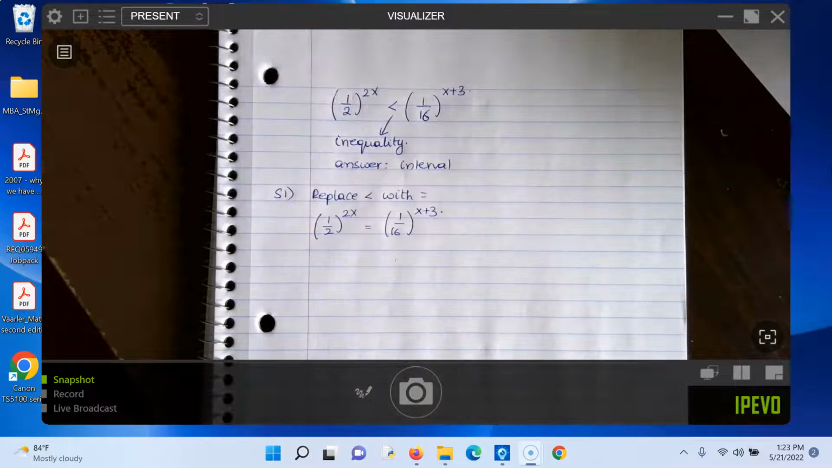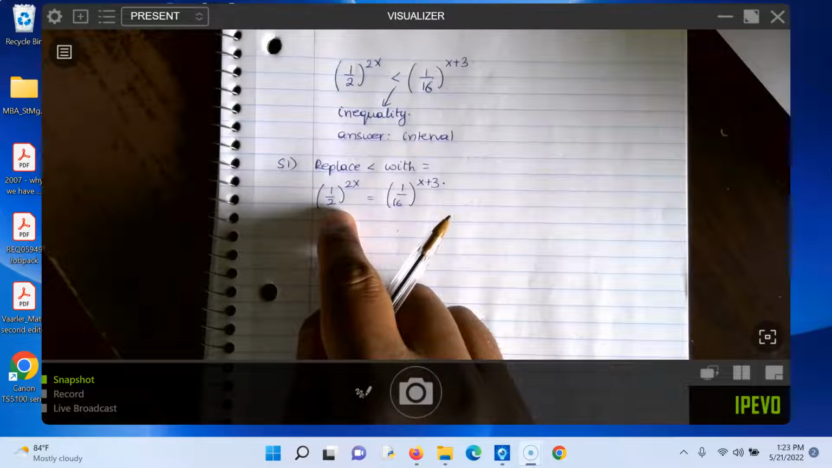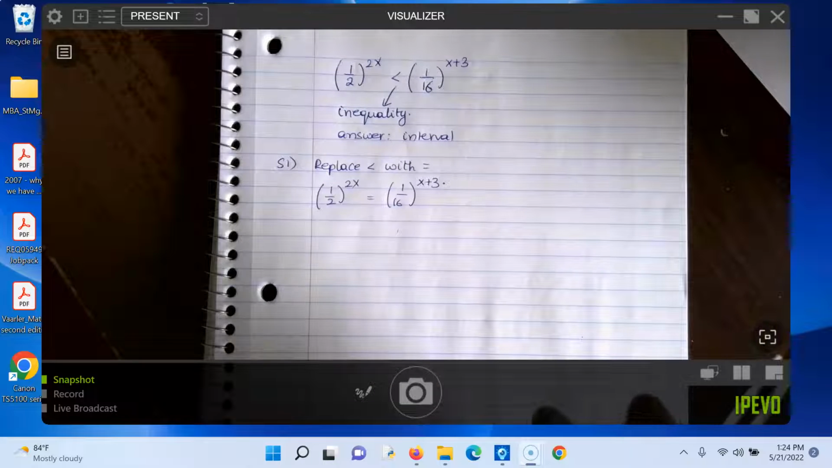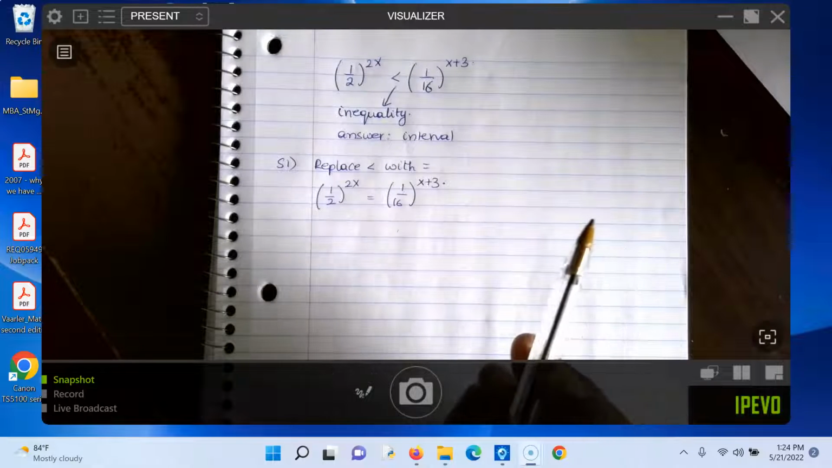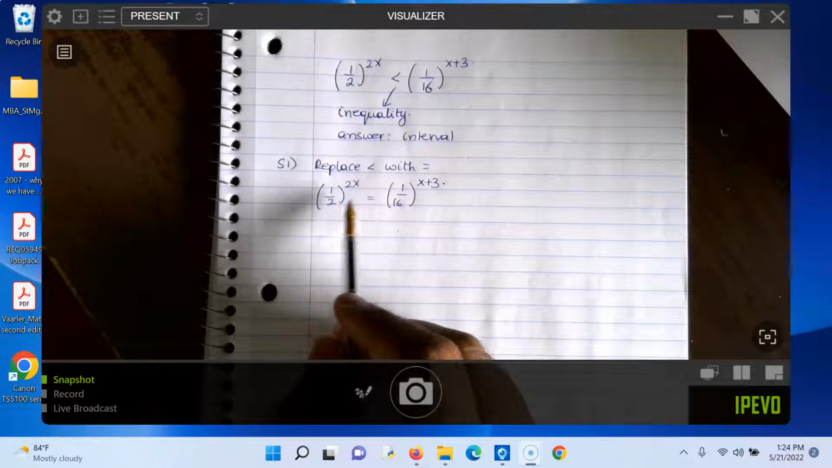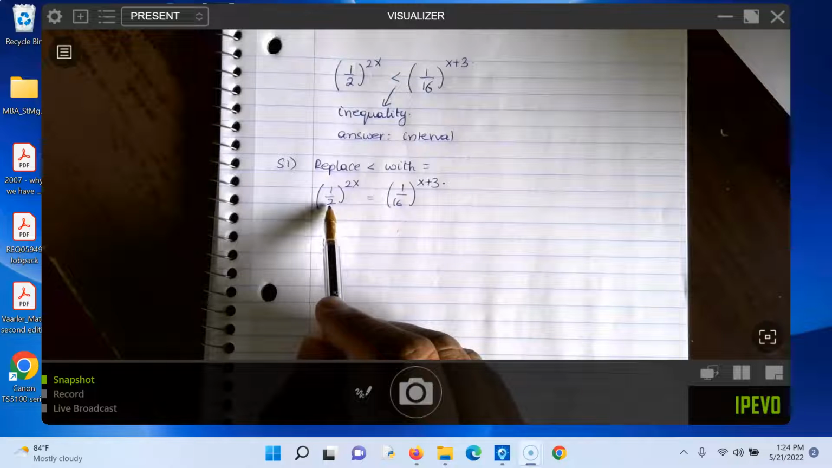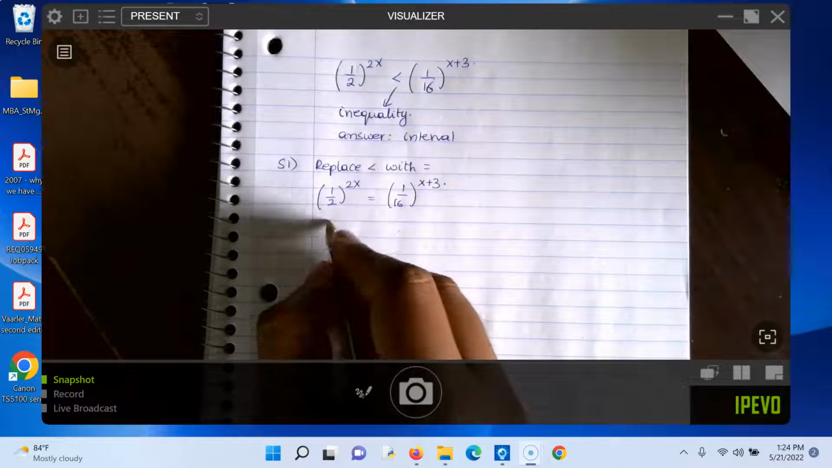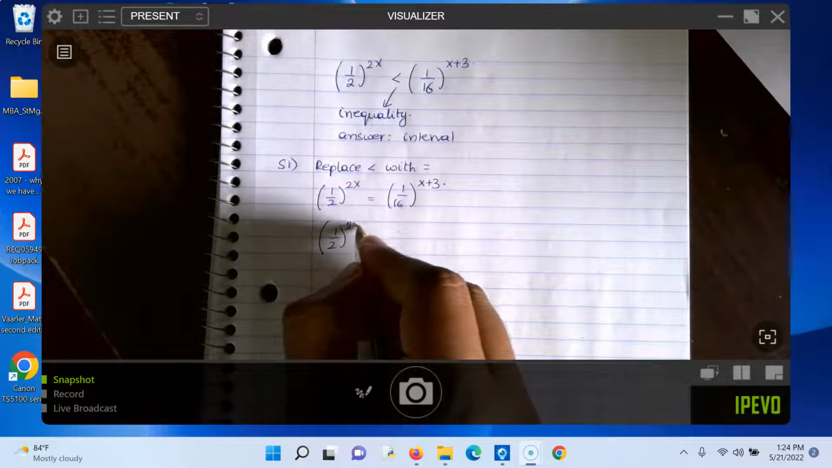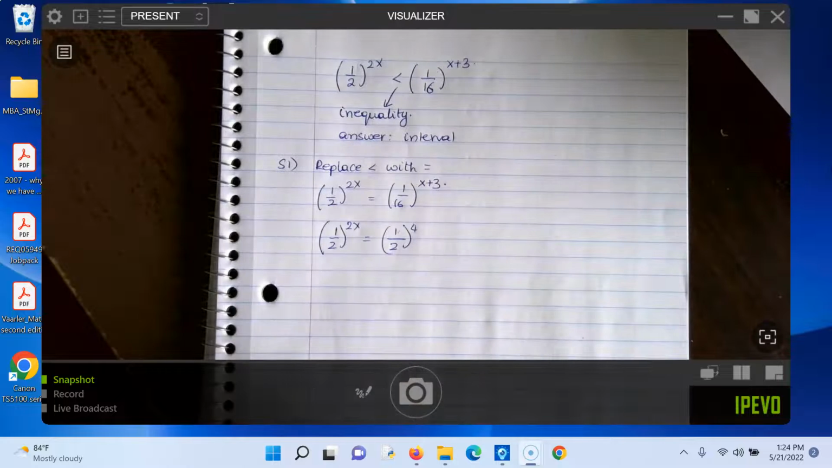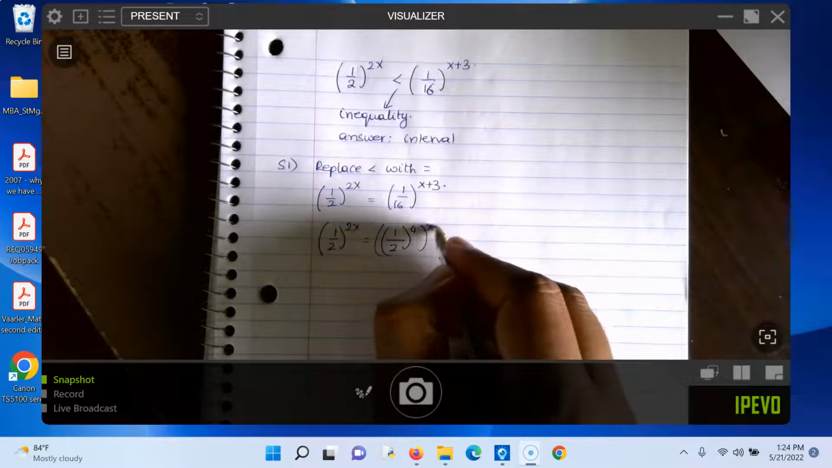Then what you do next is that here you see the base is 1/2, here the base is 1/16. So you always want to write a bigger number in terms of an exponent of a smaller number. So 16 is a bigger number. You want to write 16 as an exponent of 2, and you cannot write 2 as an exponent of 16. So you want to reduce 16 in terms of 2. So you get 1/2 to the 2x is equal to, now 16 is 1/2 to the 4, and then there is again an x plus 3 here.